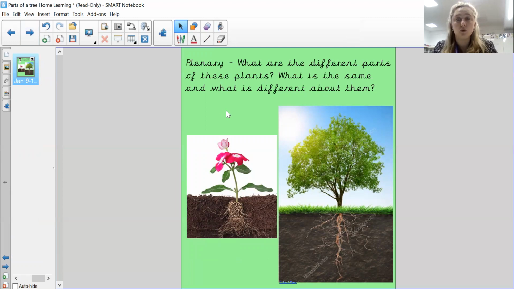Our science challenge for today is, what are the different parts of these plants? What is the same about these plants and what is different? So if you could write a sentence or make a video explaining what's the same and what is different. Okay, if you would like to do this challenge, that would be fantastic.